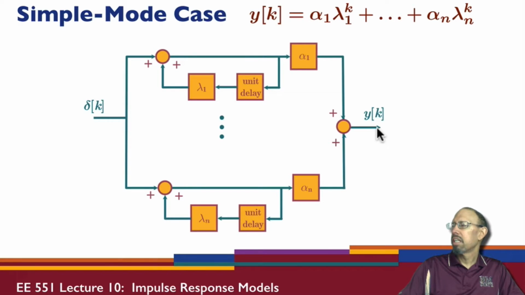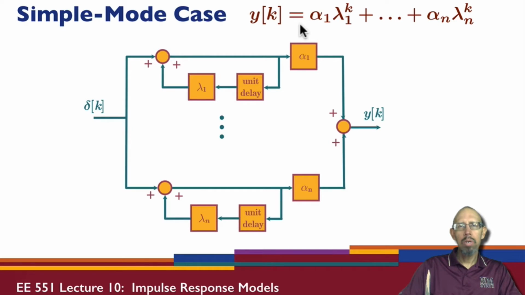So notice that when I apply delta to this, the signal is going to be alpha 1 lambda 1 to the k, and so on, all the way down to the nth value. This signal will be alpha n lambda n to the power k. And so we see that we can construct the general impulse response this way.